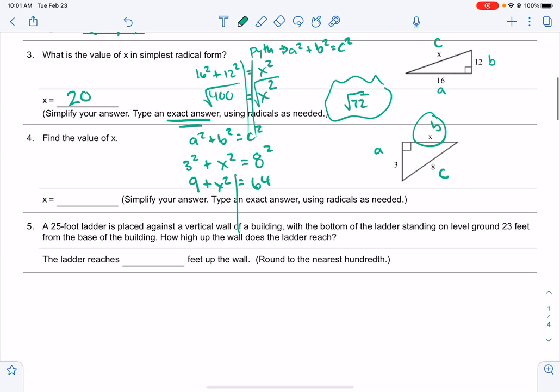Now I railroad track because I'm trying to get x by itself. So I've got 9 plus x squared equals 64. To get x by itself, I'm going to minus 9 from both sides. So I get x squared equals 55. And this is not going to be a nice number because when I square root both sides, look what happens.